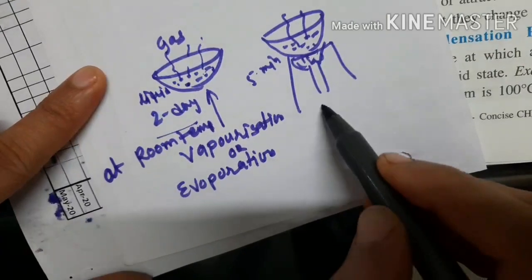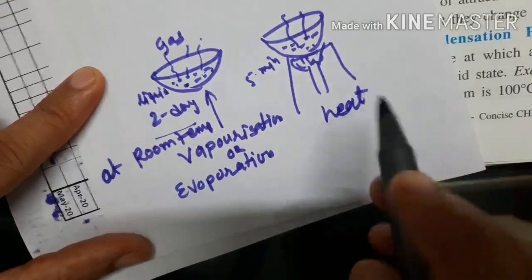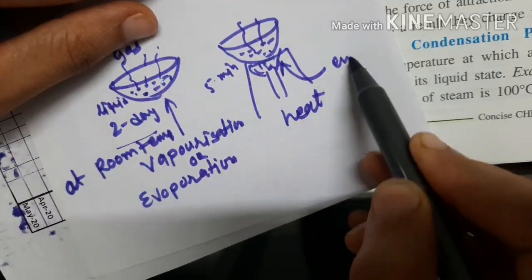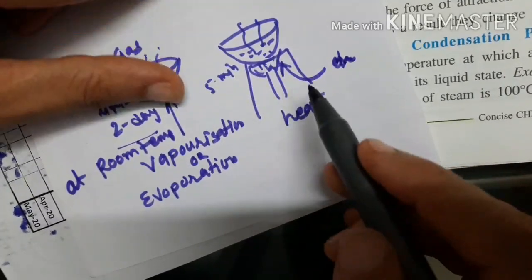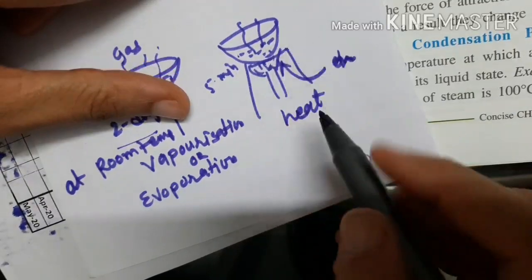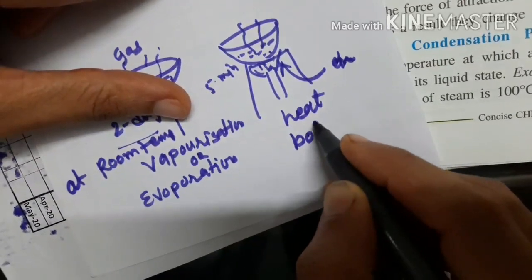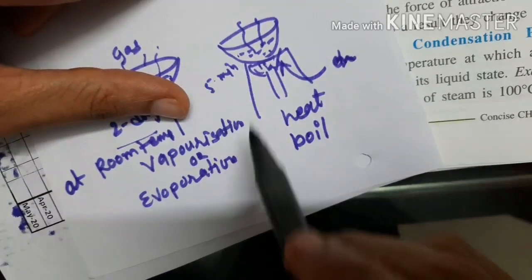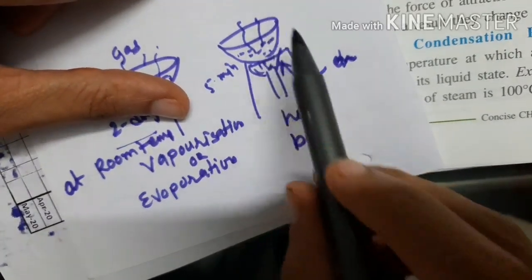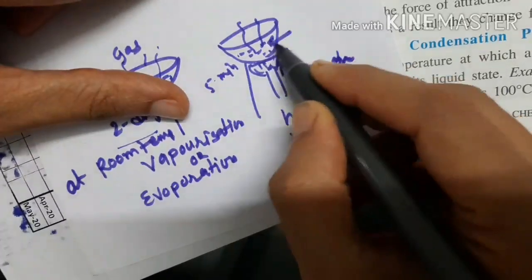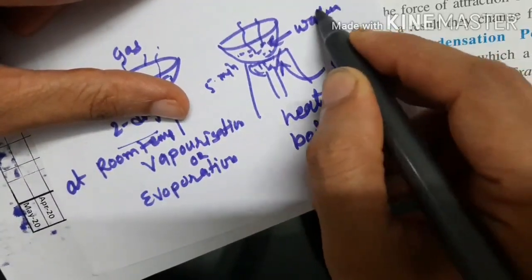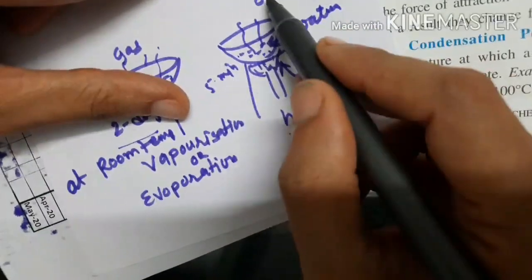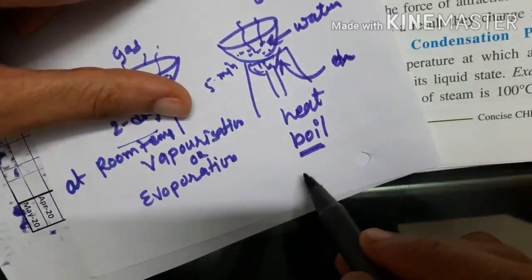But if you heat this substance, which means you are applying external energy, you are applying heat, what happens? First the water starts to boil, and then the water converts into gas. So before converting into gas, it boils.